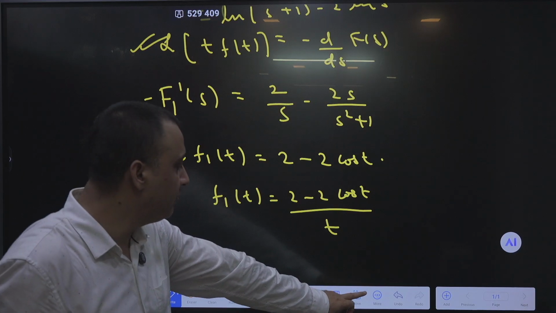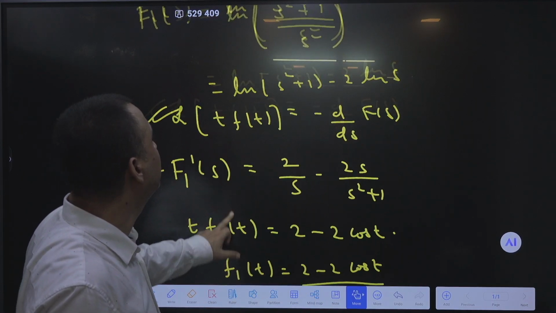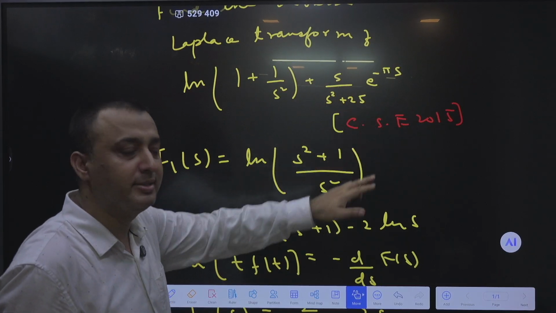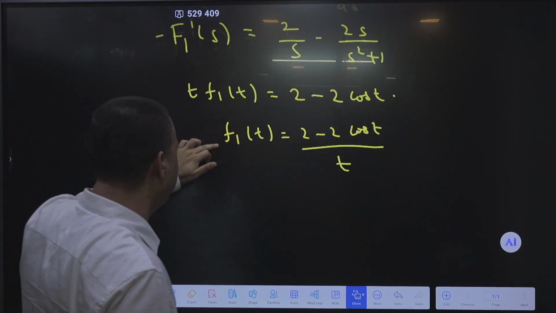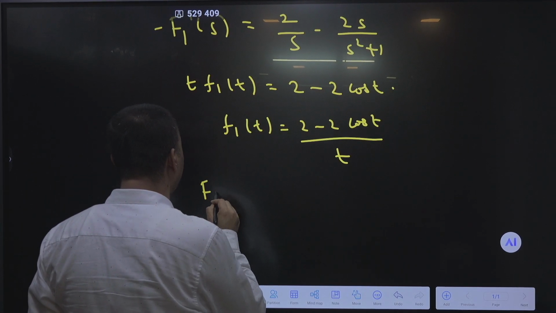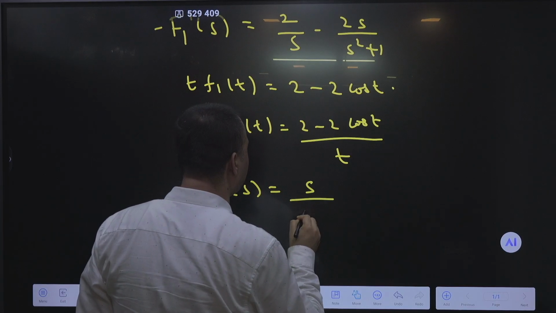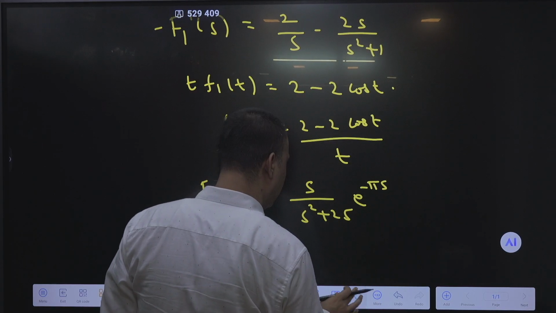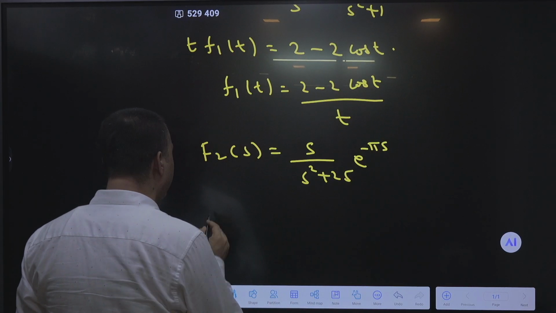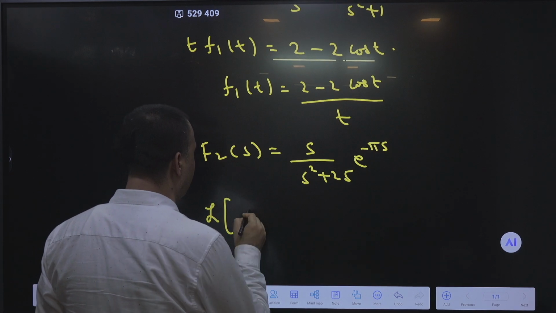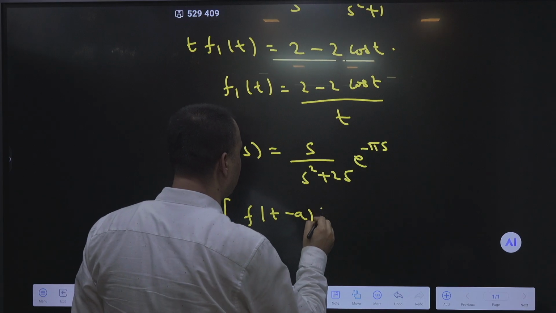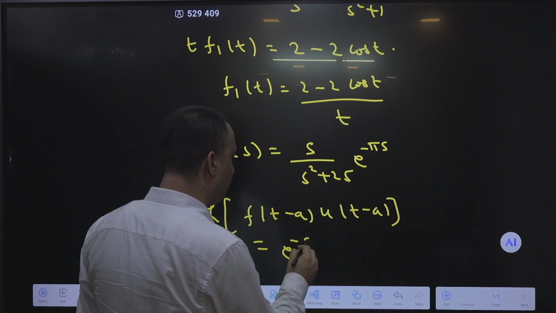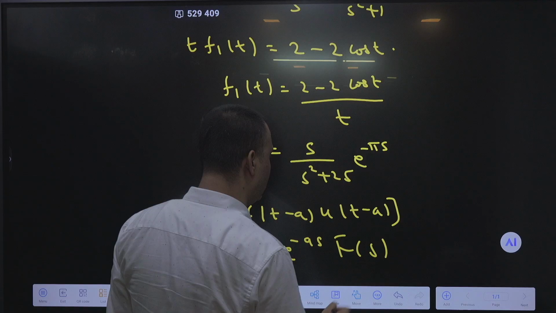Now I also need to find out what is the Laplace inverse of s/(s² + 25) e^(−πs). So I write this F2(s) as s/(s² + 25) e^(−πs). So I can invoke this time shifting property with the unit step function. So this is e^(−as) F(s).